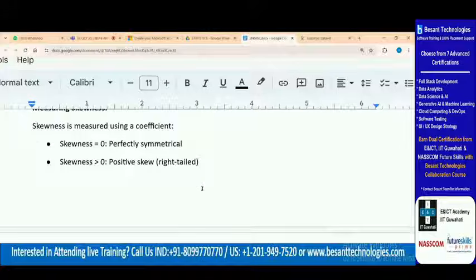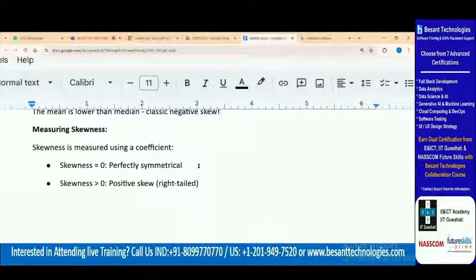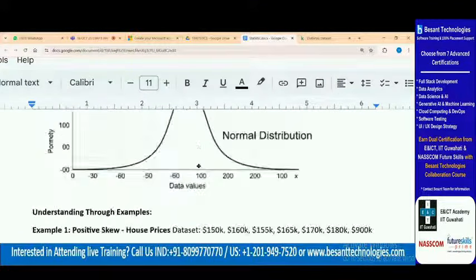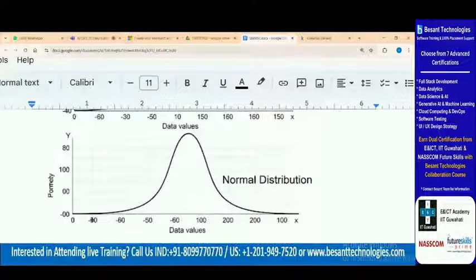So this I have already told you. Skewness equal to 0 means you have perfectly symmetrical data like this. Perfectly symmetrical means you have a tail in the left also, and a tail in the right also. It is said that this data is symmetrical.